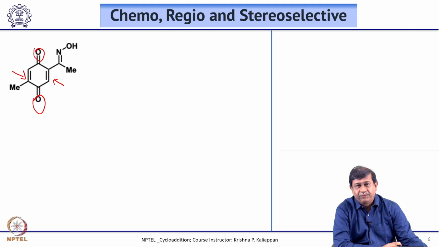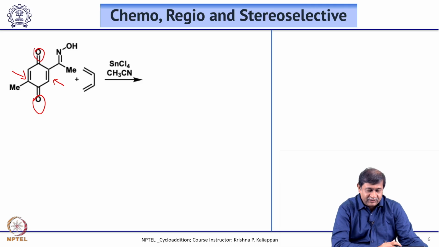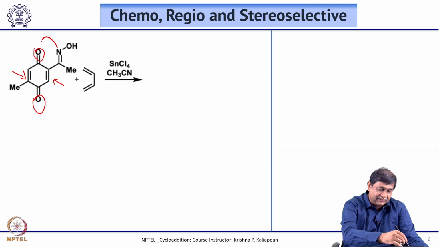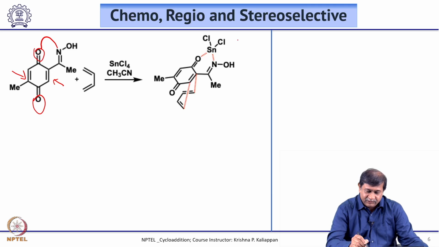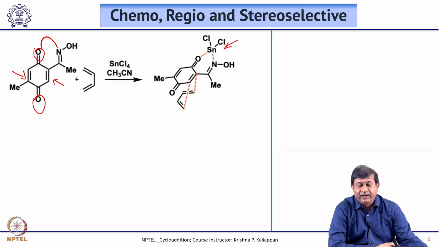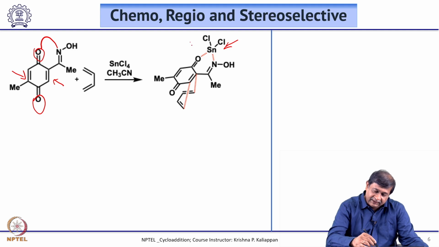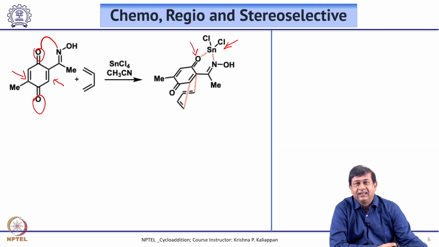Okay. So now the moment you add Lewis acid to this, then what happens? The Lewis acid will coordinate with this nitrogen as well as the oxygen. So you can draw a very nice transition state where the Lewis acid, the tin tetrachloride, can easily coordinate with nitrogen and carbonyl group. So when it coordinates, automatically this carbonyl group is more electron withdrawing, and that decides the regioselectivity. Okay. Then the question of stereoselectivity comes.